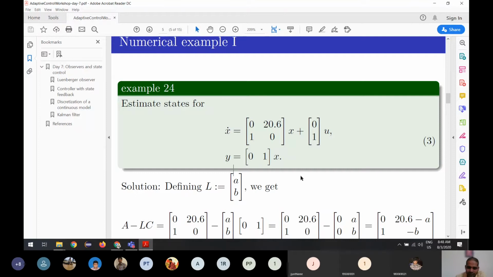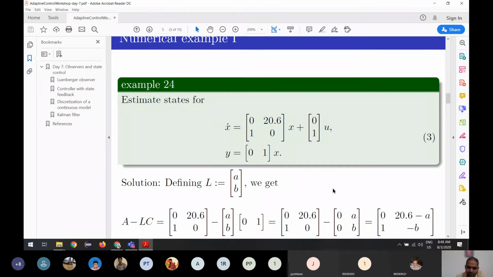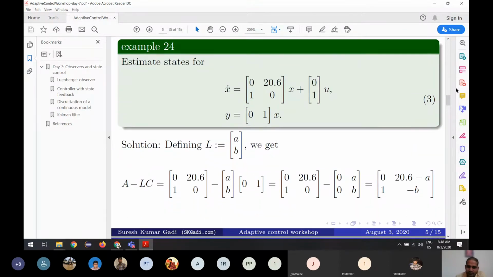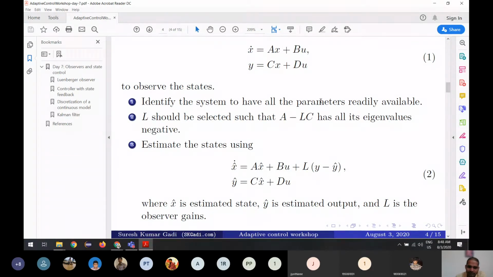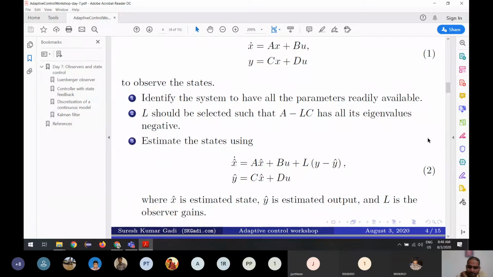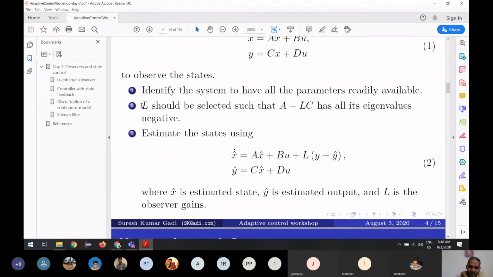So let us use the technology. Let's use the algorithm we have discussed. So what is the first step? Identify all the parameters. Let us assume that we have access to A, B and C. In this case D is 0, so we have A, B, C. And then what does the second step say? We have to select L such that A minus LC has all its eigenvalues negative.